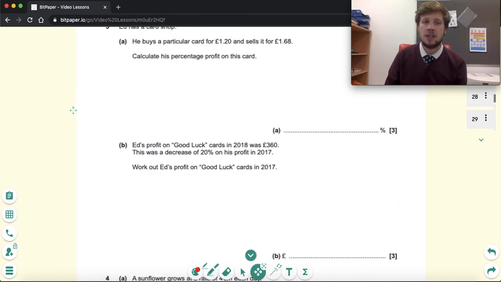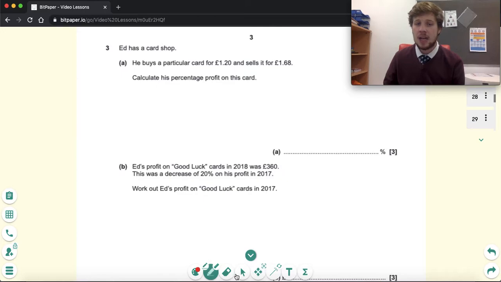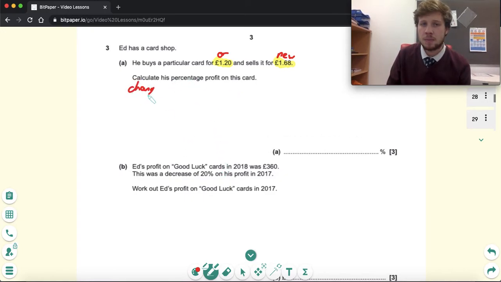Question 3 then started to look at some percentages. And now with percentages, it's often quite easy to pick up the first few marks. So just by reading the question, Ed has a card shop. He buys a particular card for £1.20 and sells it for £1.68. So the first thing I'm going to do is note that this is my original and this is my new. If I want to calculate the percentage profit, it is my change over my original times by 100 to make it a percentage.